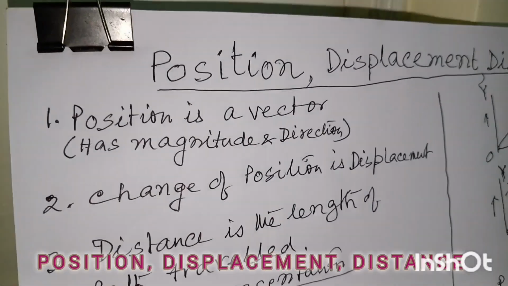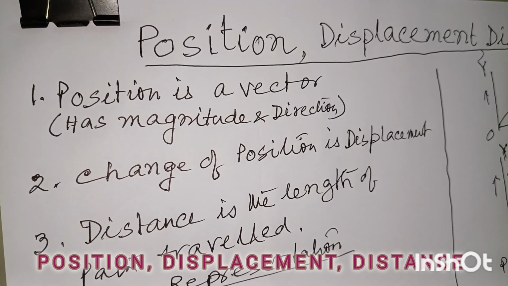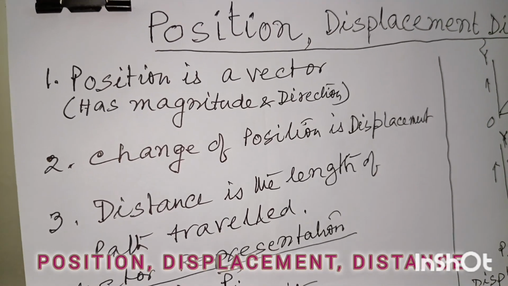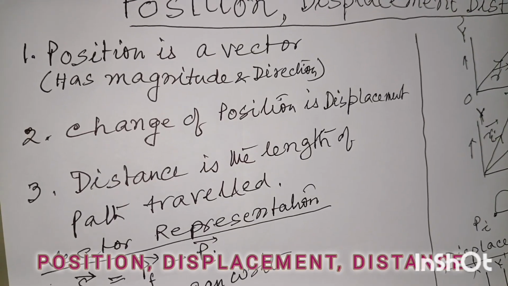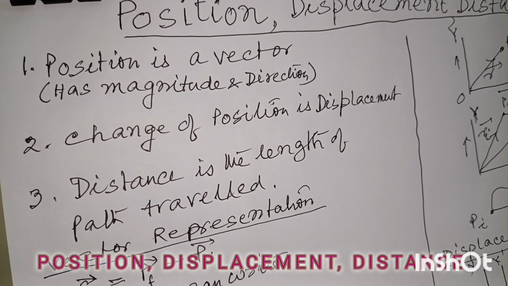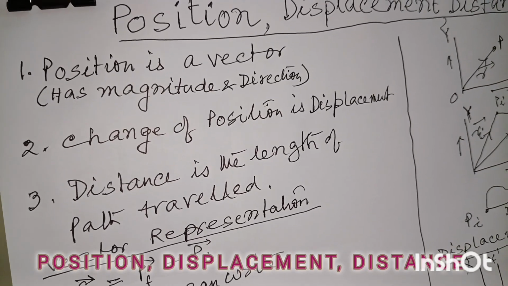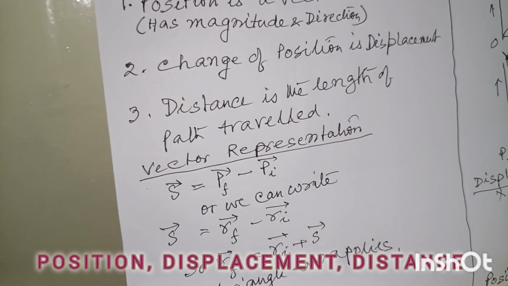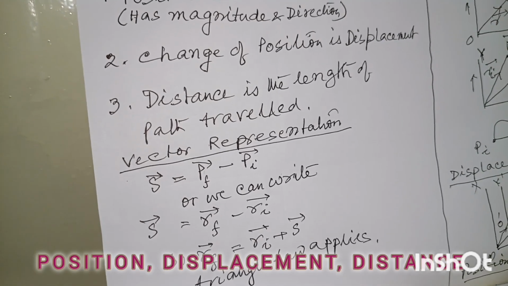So we call position a vector. It has magnitude and direction. And the change of position is nothing but displacement. And the distance is a different thing. Distance is the actual path, and the length of the actual path, that is the distance. It may be different from the displacement. So if we write vectorially, suppose the initial position we write as Pi.